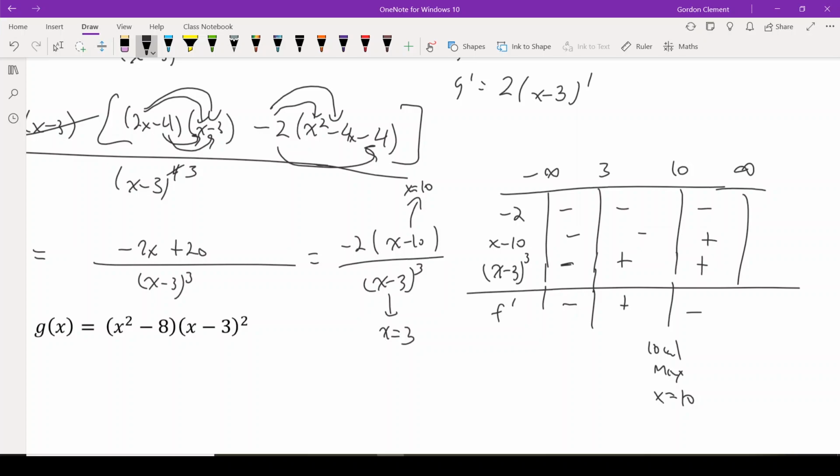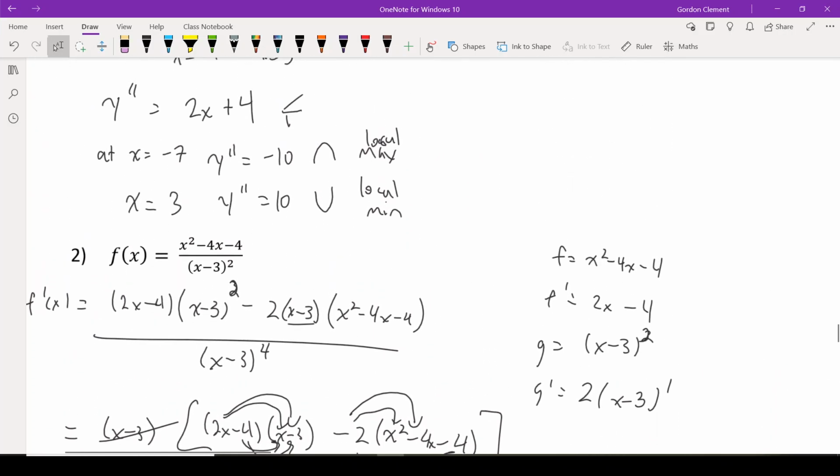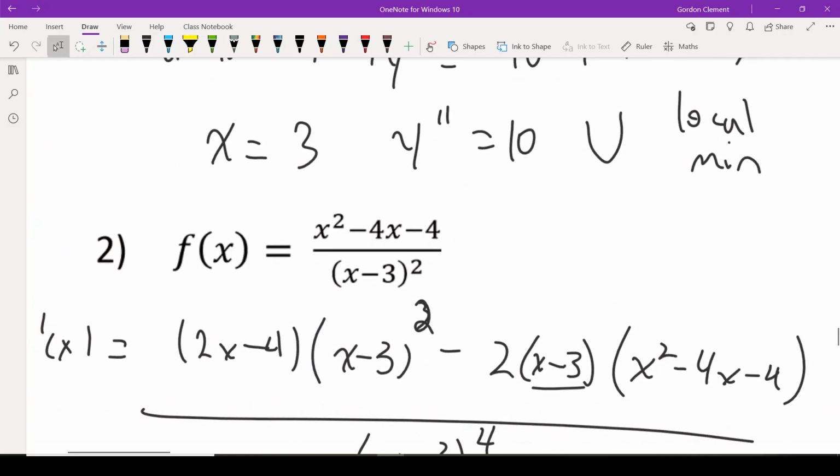So there we go. What I would see people write is that there is a local min at x equals 3. And that is 100% wrong. That is not true. So there is no local min at x equals 3, because if you were paying attention in this function, x equals 3 is a vertical asymptote. So vertical asymptote, there is no point at x equals 3. The function doesn't exist there, so I can't say that there's a local min point there because there is no point. It's an asymptote.